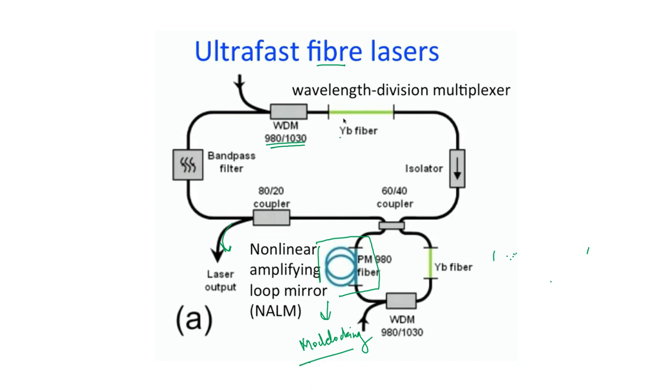Here you will see there is another wavelength division multiplexer. From here also a 980 nanometer input is done, which is used for the amplification and mode locking. Here is where the mode locking happens, and amplification also. From here it moves through the 60-40 coupler, where 40% of the light goes here and the remaining 60% goes out. Then in this 80-20 coupler, only 80% of the light moves out and the remaining 20% again moves into the cavity.